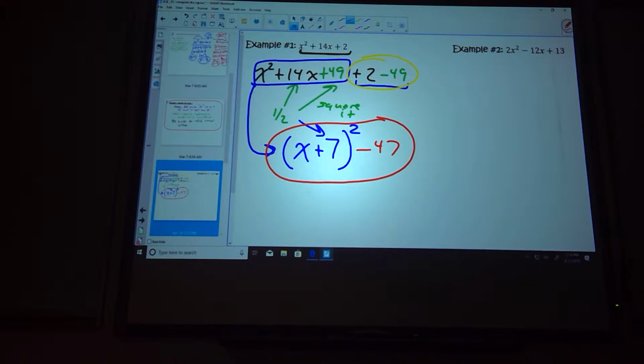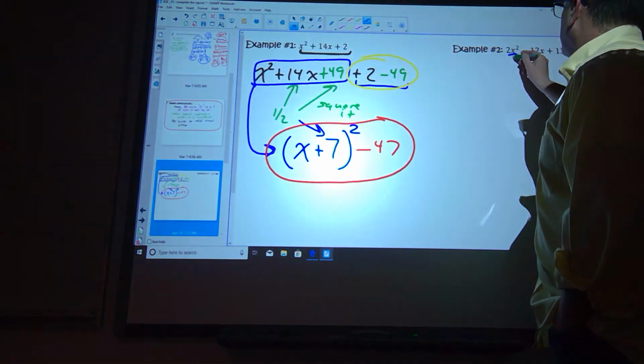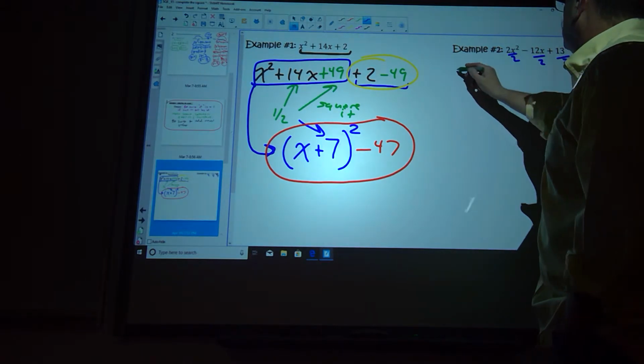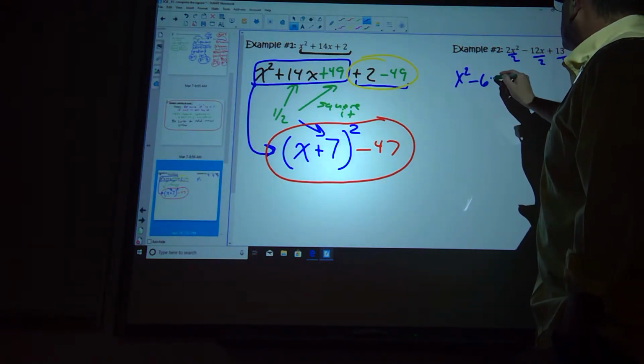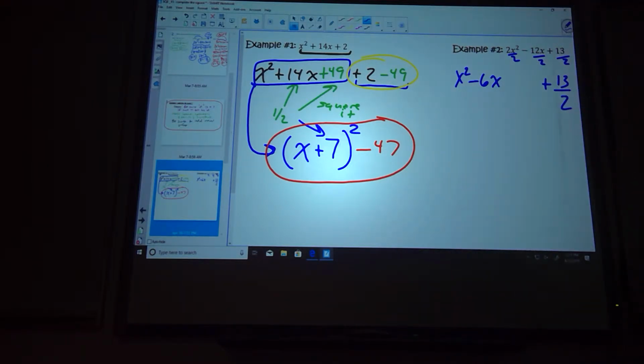Okay? Example number 2. Is my a value equal to 1? No, what is it? 2. So what I'm going to do is I'm actually going to go, well, I'll divide that by 2, divide that by 2, divide that by 2, so I get this. And I'll make a space all in one. Is that okay? Cool. All right.